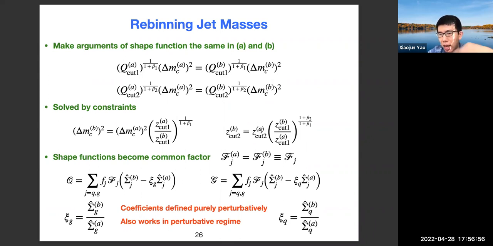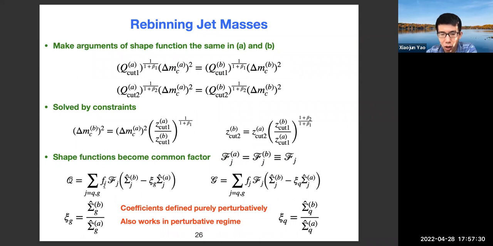And also we only have 3 independent z-cut parameters, like z-cut 1 and 2 for the A set and the z-cut 1 for the B set. But the z-cut 2 for the B set is constrained in terms of the other 3 z-cut parameters. And if we impose these constraint equations and solve them, we can show that the shape functions in the A set and B set become the same. Like we have a single non-perturbative shape function now.